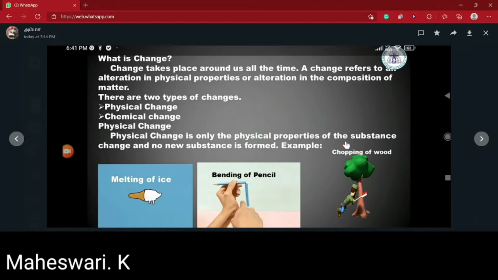So we will go to the physical change. So what is physical change? Physical change is when only the physical properties of the substance change and no new substance is formed. This is a physical change. What are the physical change examples? Melting of ice, bending of pencil and chopping of wood.